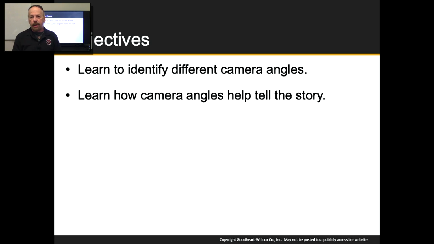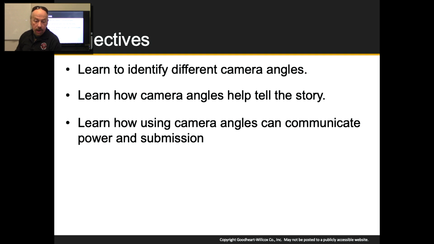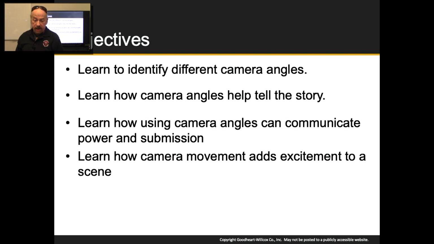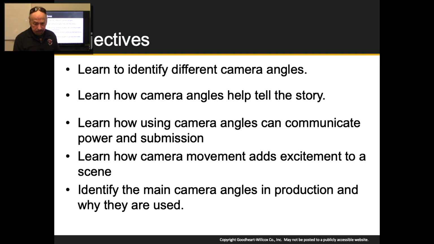Think about reading a book for a second. You've got pages and pages of text. But when you read a section, sometimes they have a picture next to it that communicates what is in that text. The same thing with video. Switching the different camera angles helps us to communicate. We're going to talk about how camera angles can communicate power and submission, how they add excitement to the scene, and then the main camera angles that are used.